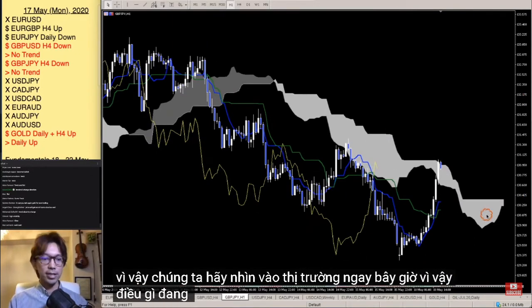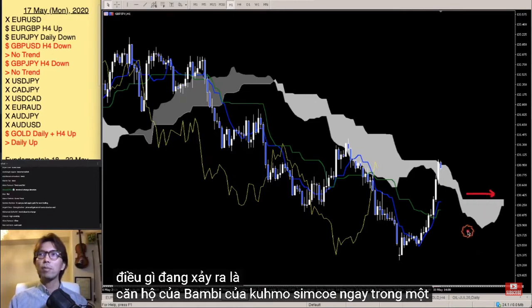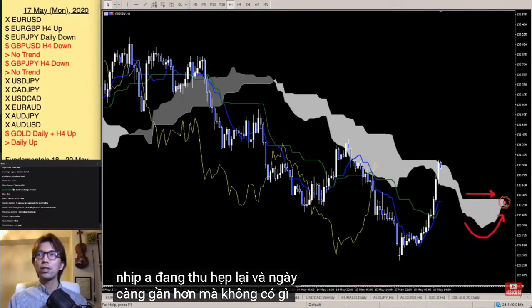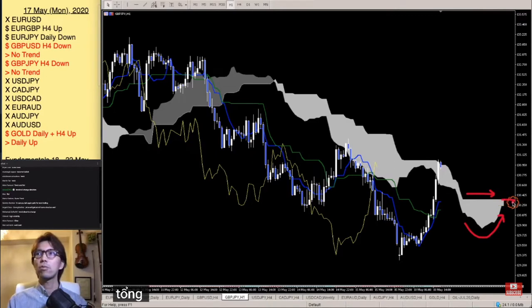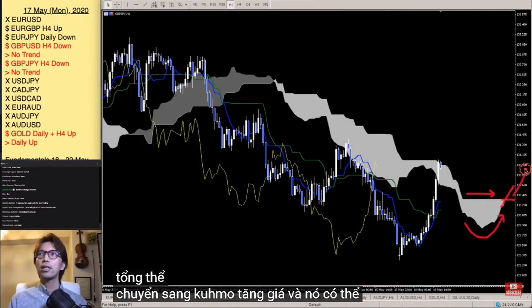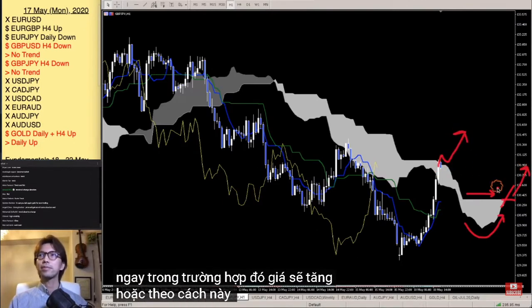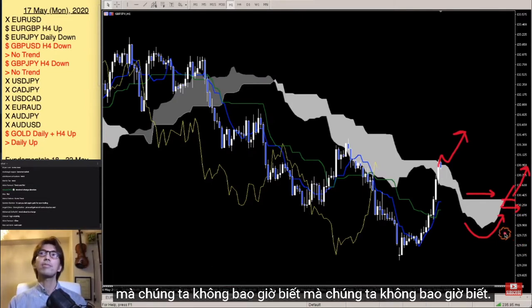So what's happening is that the Kumo Senko span B is flat, right, and Senko span A is retracing and getting closer and closer to the Senko span B. So what we can expect here is that the Kumo will twist to the bullish Kumo, and it might continue to go up, right? In that case, the price will go upwards this way, or it becomes flat, which we never know.